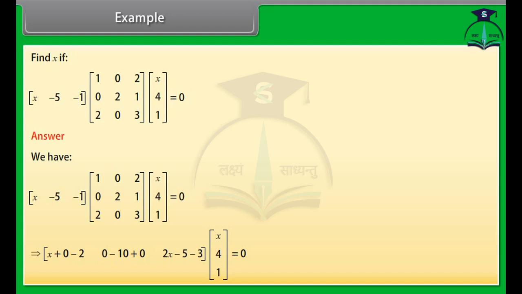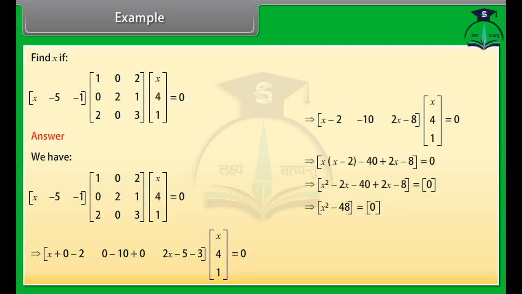It implies that the row matrix [x + 0 − 2, 0 − 10 + 0, 2x − 5 − 3] multiplied by the column matrix [x, 4, 1] is equal to 0. Solving this, we get x square minus 48 is equal to 0. It implies x square is equal to 48. It implies x is equal to plus minus 4 square root 3.